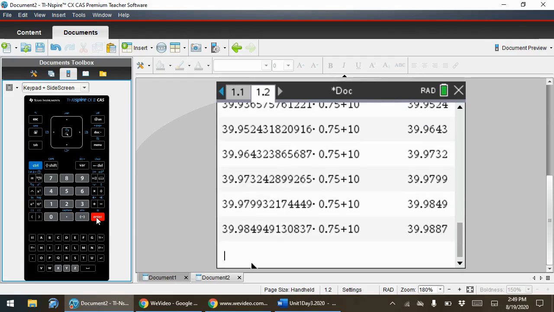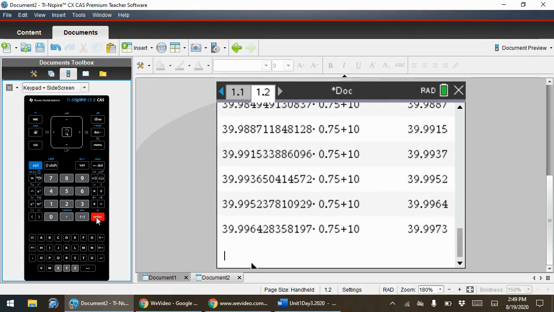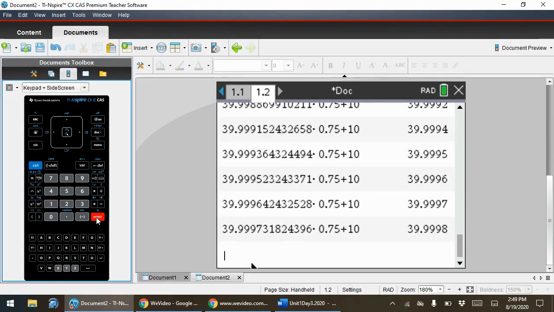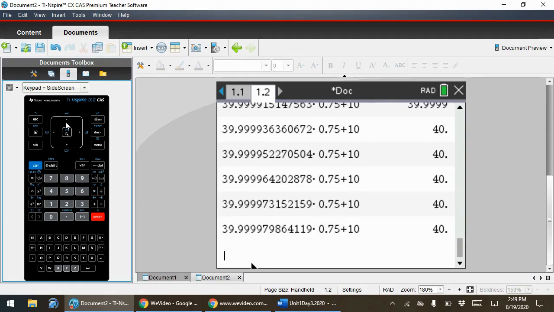Depending on what your calculator is rounded to, mine's rounded to 4 decimal places, you could keep clicking. Eventually, it's going to tell you that you reached 40, but if I go back up and copy that down, that number is not technically 40 yet. In fact, it would always only round to 40. You never quite get to 40. So that was one way of finding the long run value, was to use the calculator.